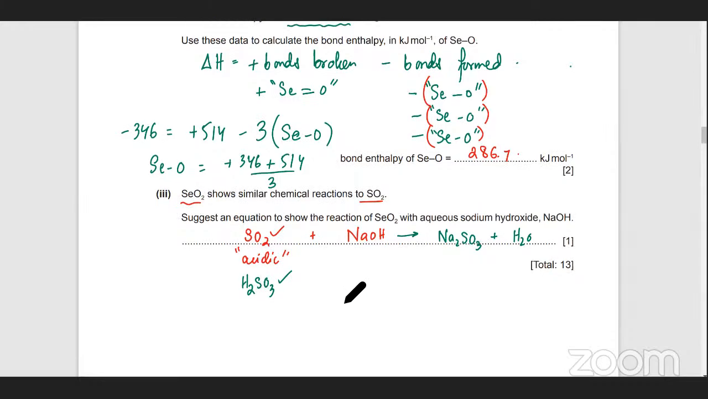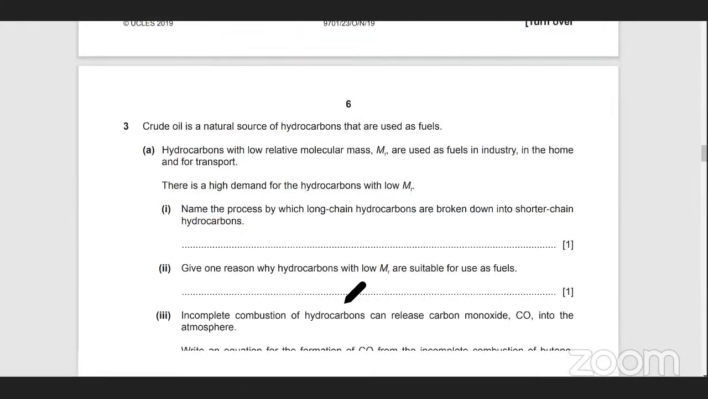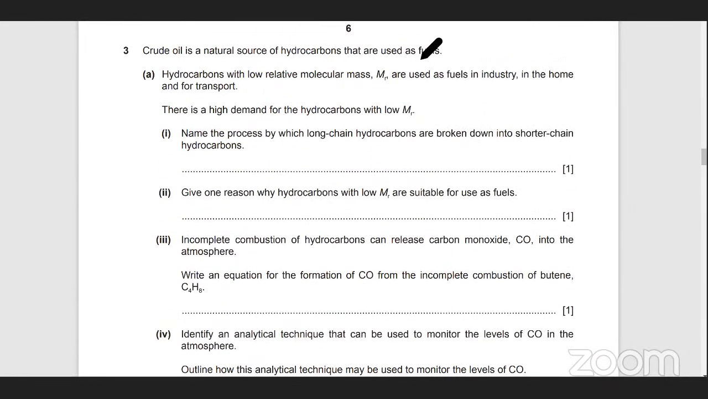As in next is, crude oil is a natural source of hydrocarbons that are used as fuels. Hydrocarbons with low molecular mass are used as fuels in industry, in the home, and for transport. There's a high demand for. I said, what's so good with low Mrs? What is the issue with small molecules? Why are they good?